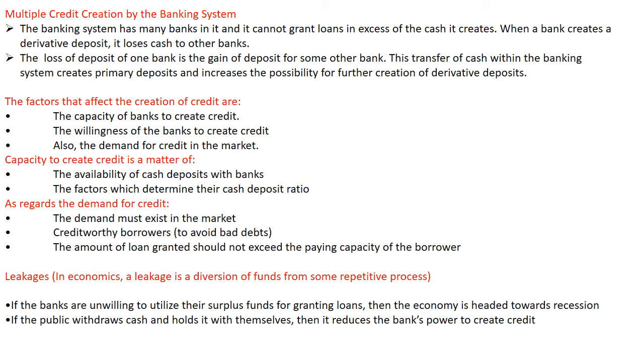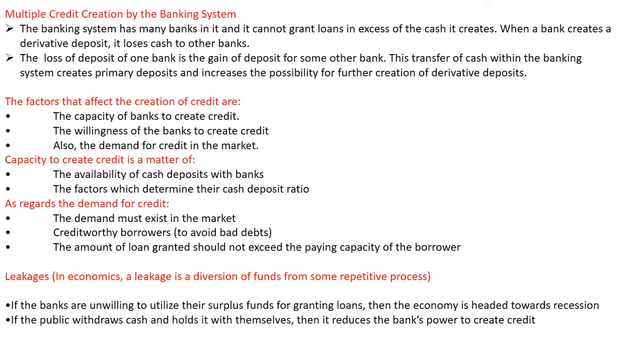Okay, so in derivative deposit, the creation of derivative deposit by the banking system will be 10 times, as previously, the credit multiplier, right? 10 times the credit multiplier. So the loss of deposit of one bank is the gain of deposit of another bank. This transfer of cash within the banking system creates primary deposit and increases the possibility of further creation of derivative deposit, right? These calculations are not needed; I told you for your information only, right?